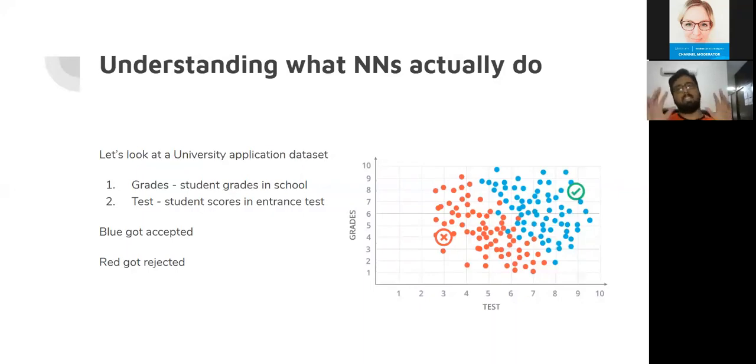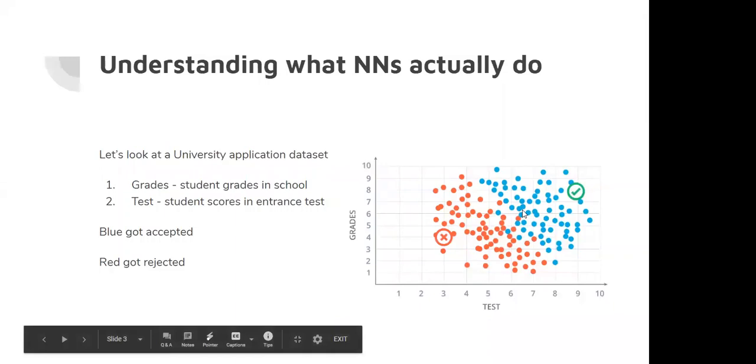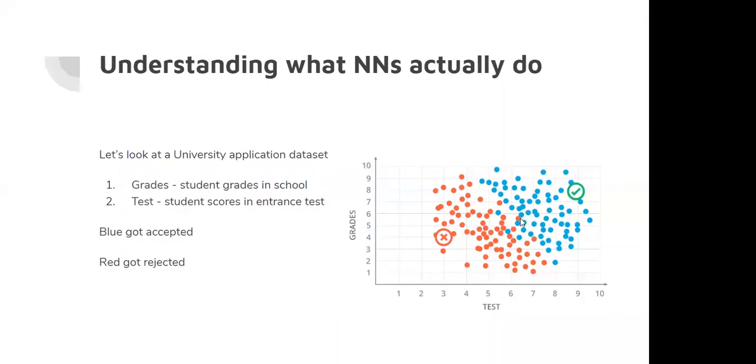Okay, so let's imagine you have a university application data set. You have the grades of the students and the test scores of the students. Grades is the grade they obtained in school, and test is the score that they got in the entrance test for the university. This is how the data set looks. You have these blue dots and the red dots. The blue dots indicate the student got selected, accepted into the university, and the red dots indicate that the student got rejected.